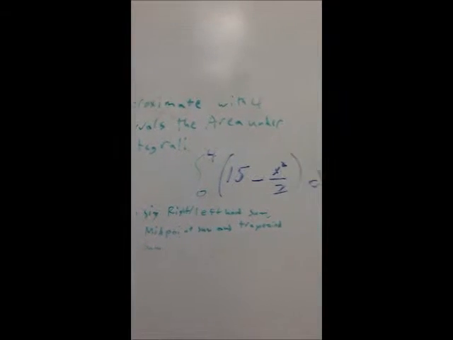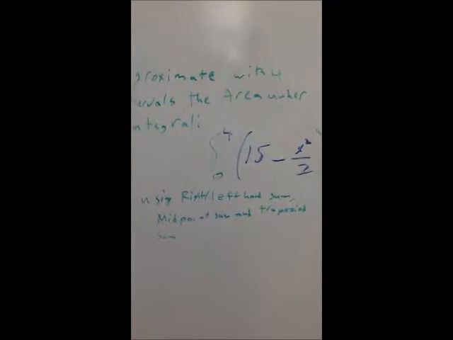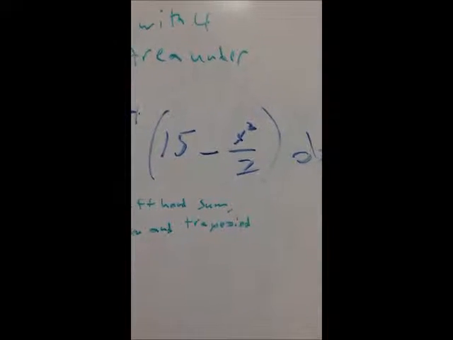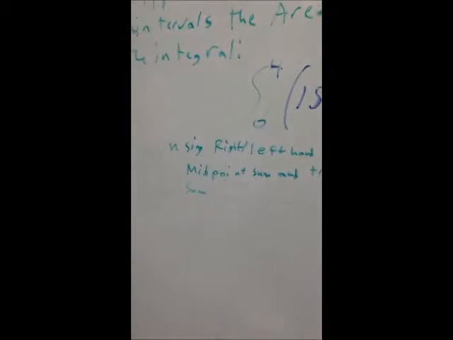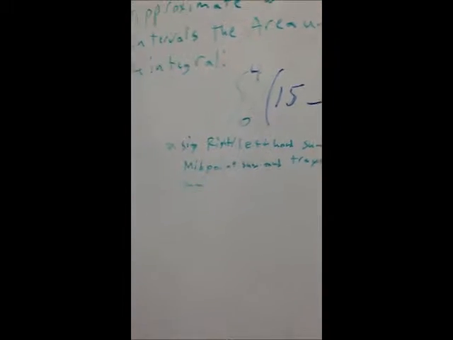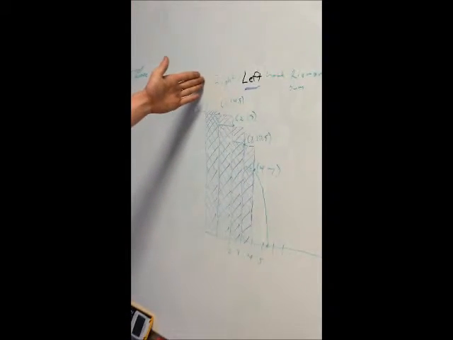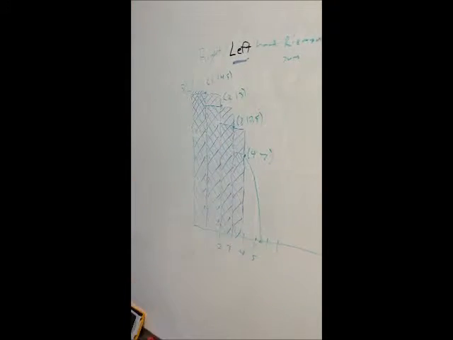Approximate with 4 subintervals the area under the integral from 0 to 4 of (15 minus x squared over 2) dx, using right-hand, left-hand sums, and midpoint and trapezoid sums. We're going to start with right and left hand Riemann sums.